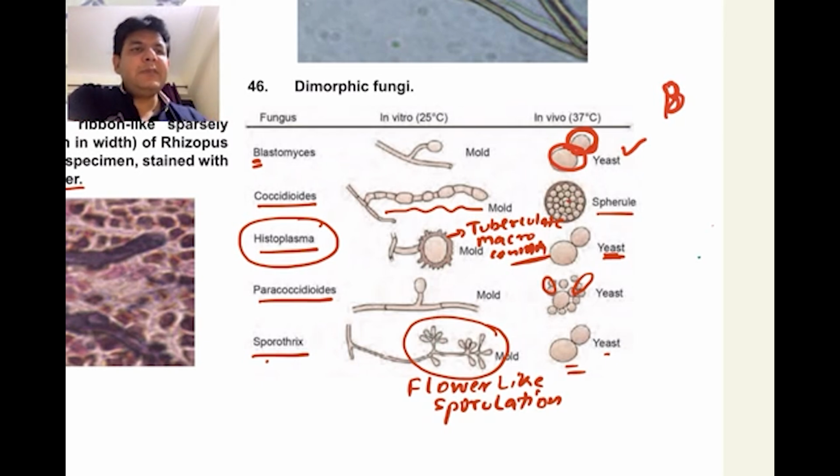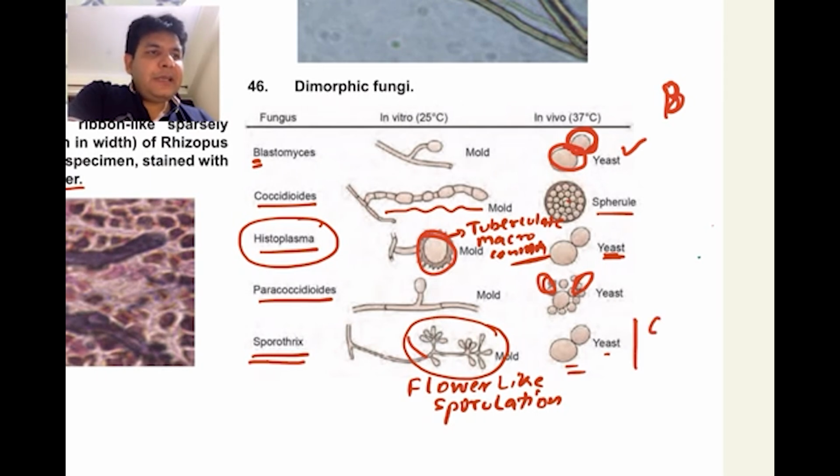Then Histoplasma has tuberculate microconidia, which look like a sunflower. Then Paracoccidioides has a Mickey Mouse appearance. You have to imagine Mickey Mouse ears. And sporotrichosis, which is a dimorphic fungus, has flower-like sporulation, and narrow-base budding, as seen in Histoplasma also. And sometimes you get cigar-shaped yeast cells also.